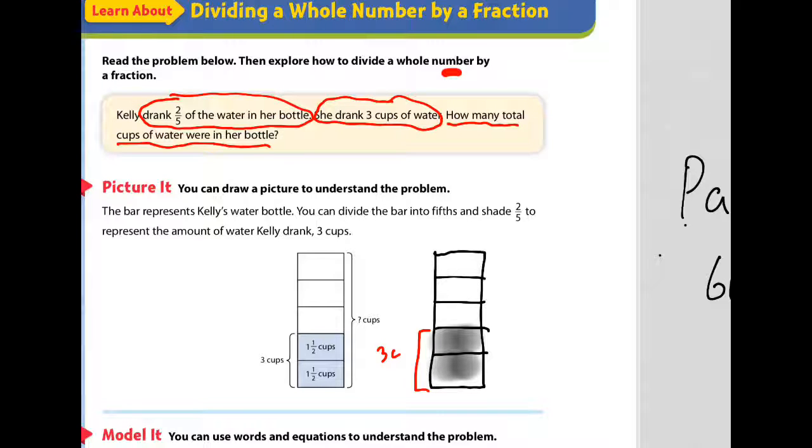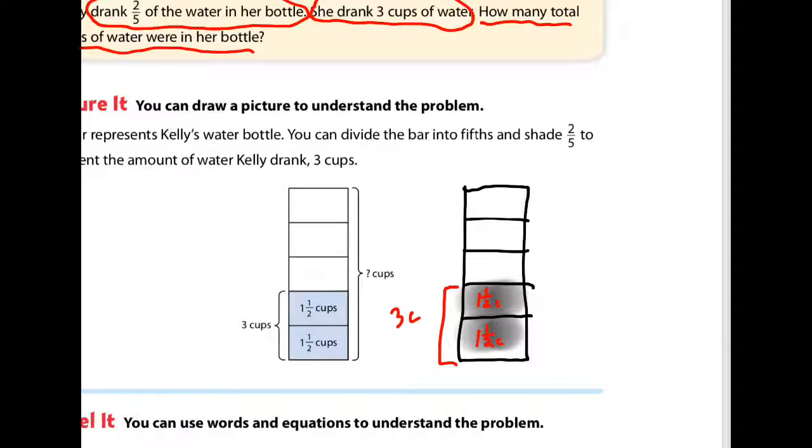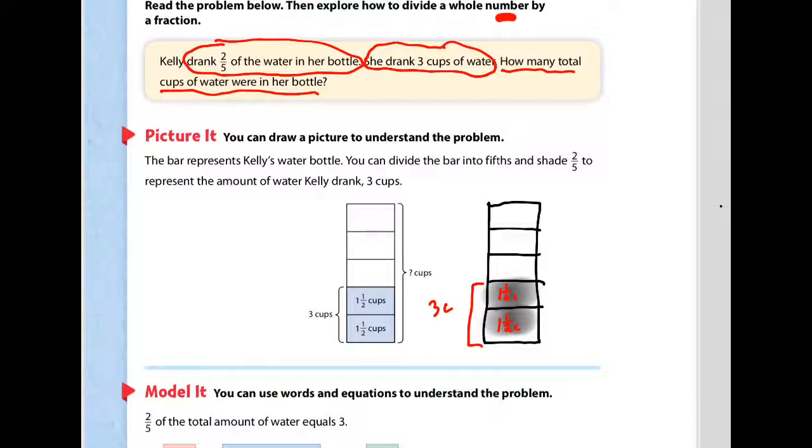Then they thought, if 2/5 are 3 cups, and we split those 3 cups in half, that means each fifth would be 1.5 cups, because that's half of 3, right? There are 2 of them, so we just split it in half. What we have to find out is how many total cups were in her water bottle. The whole water bottle, we don't know how many cups. So I just drew exactly what they did to help me understand the problem.